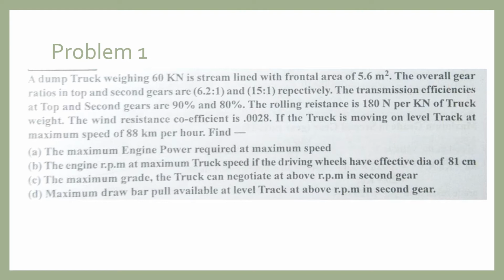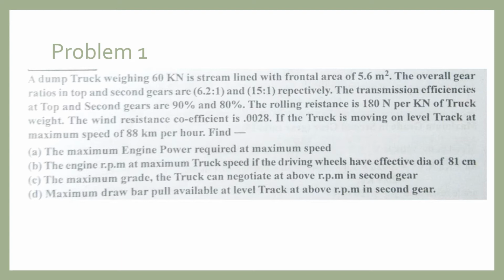Now coming to the problem. Here is a problem: a dump truck weighing 60 kilonewton with a frontal area of 5.6 meter square. The overall gear ratios in top and second gears are 6.2:1 and 15:1 respectively. The transmission efficiency at the top and second gears are 90% and 80%. The rolling resistance is 180 Newton per kilonewton of the truck weight. The wind resistance coefficient is 0.0028. The truck is moving on a level track at a maximum speed of 88 km per hour.